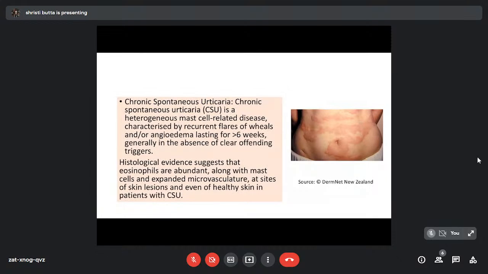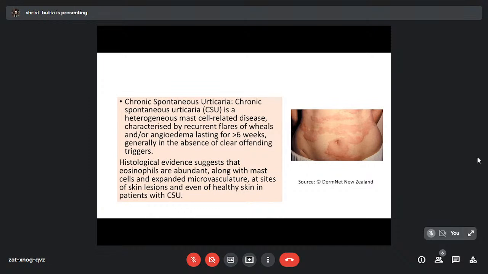Now, chronic spontaneous urticaria is another condition. It's a heterogeneous mast cell-related disorder characterized by recurrent flares of wheals as well as angioedema for more than 6 weeks, generally triggered in the absence of clear offending agents. Histological evidence suggests that eosinophils are abundant along with mast cells and expanded vasculature at the sites of skin lesions.